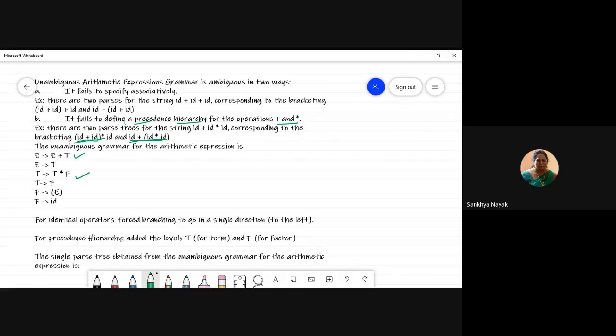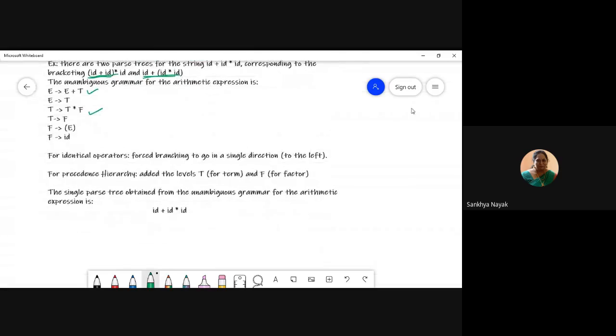So since it's an unambiguous grammar, whatever we saw in the previous classes, this expression which gave us two parse trees, will now result in only a single parse tree. We have made the grammar like that. Let us see now. E derives, because I need plus, isn't it? So I will start it as E derives E plus T, correct?